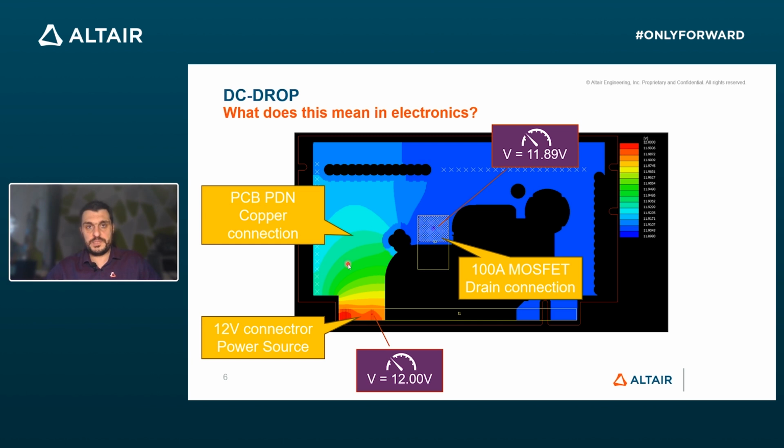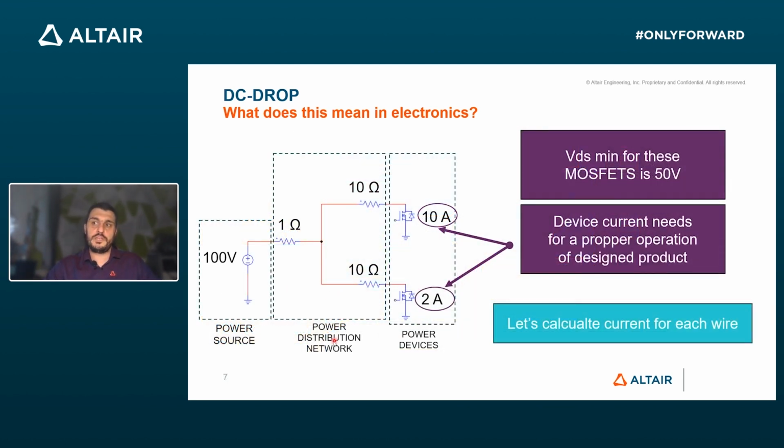It has some specific resistivity, and because of that, we see a voltage drop across this connection. In this case, it's just a little bit more than 100 millivolts, not a big case. But if we go further and consider, let's say, a connection where we have a 100-volt source, a piece of copper with 1 ohm, then another piece of copper much narrower with 10 ohms, and we have a MOSFET that tries to draw 10 amps from this branch, and another MOSFET which tries to draw 2 amps from the other branch.